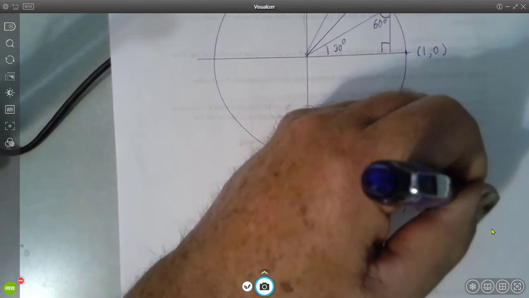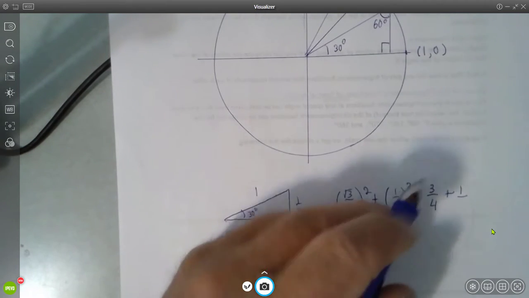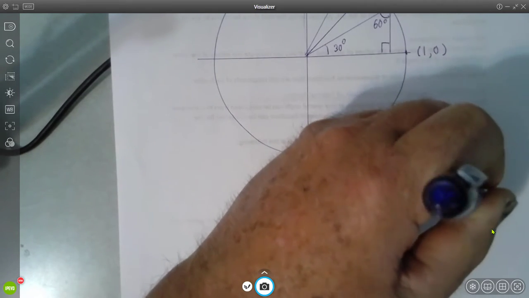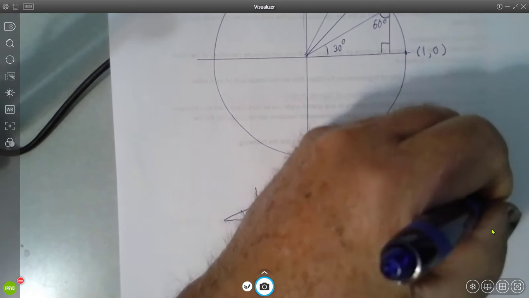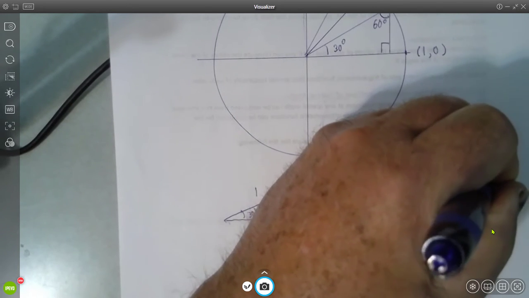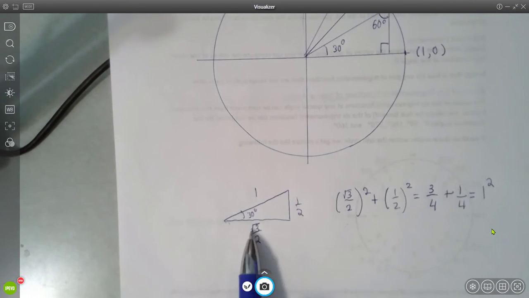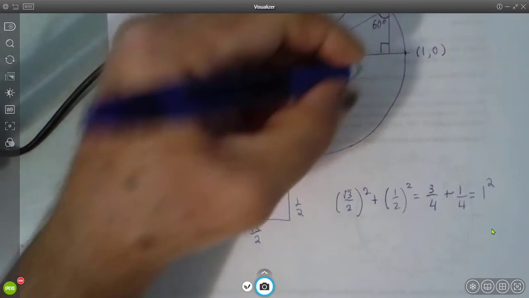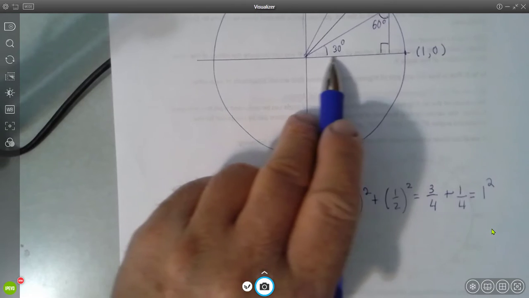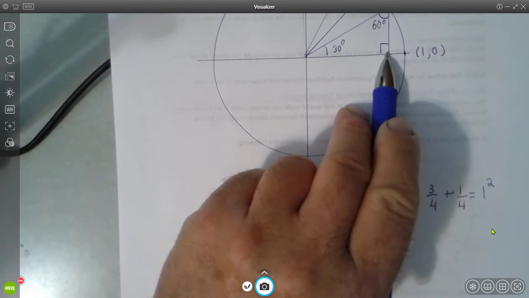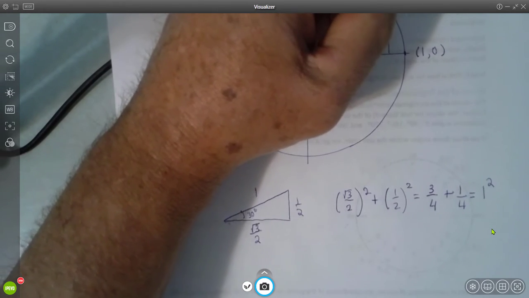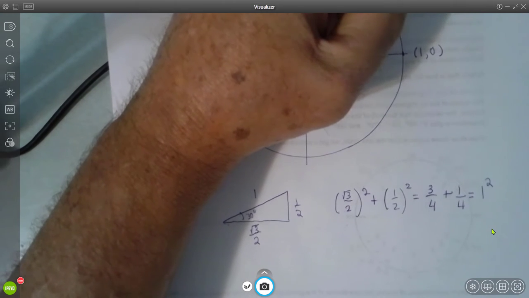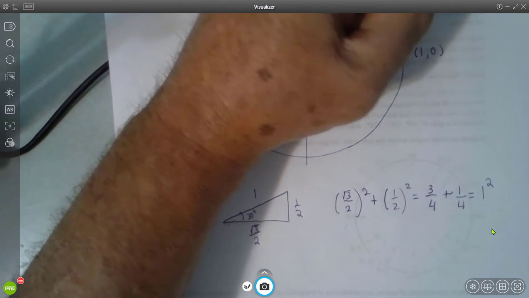1 squared is 1, 2 squared is 4, 3/4 and 1/4 is what we have, is 1, and that also, of course, is equal to 1 squared. So it is true. This squared plus this squared is equal to 1. That's a good confirmation that we have this correct. So this distance along here is √3/2, but of course, that's also the x-axis, the x-coordinate of that point right there.